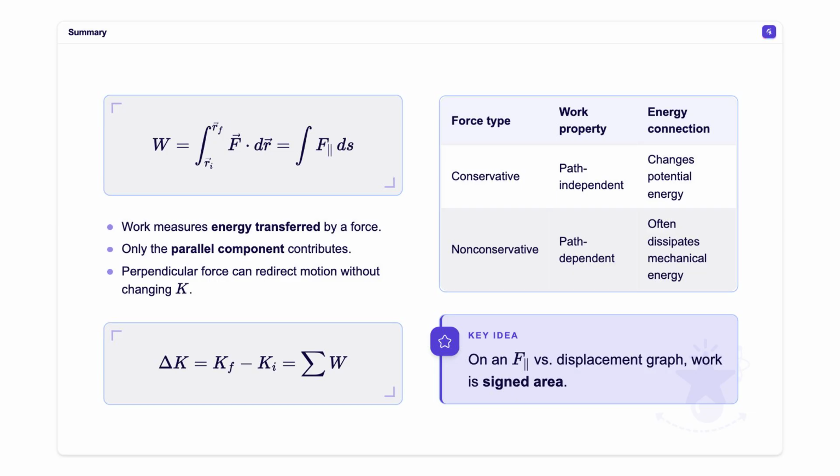That is the core toolkit. Dot product for direction, net work for kinetic energy change, force type for energy bookkeeping, and graph area for calculation. Keep those 4 moves organized, and work problems become much more manageable.